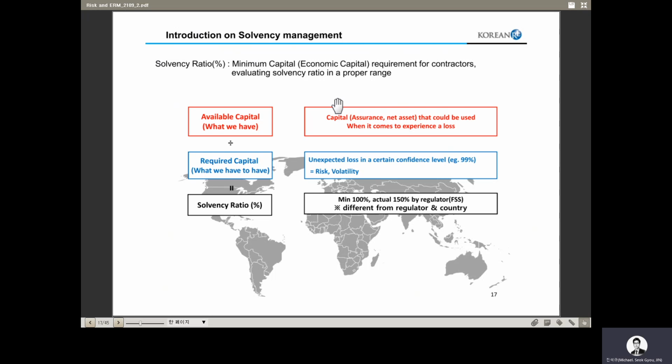Overall, solvency ratio is very, very strictly regulated and monitored. In Korea, the minimum requirement for solvency ratio is 100%, and most companies control over 150%. The minimum requirement is different across countries and regulators.